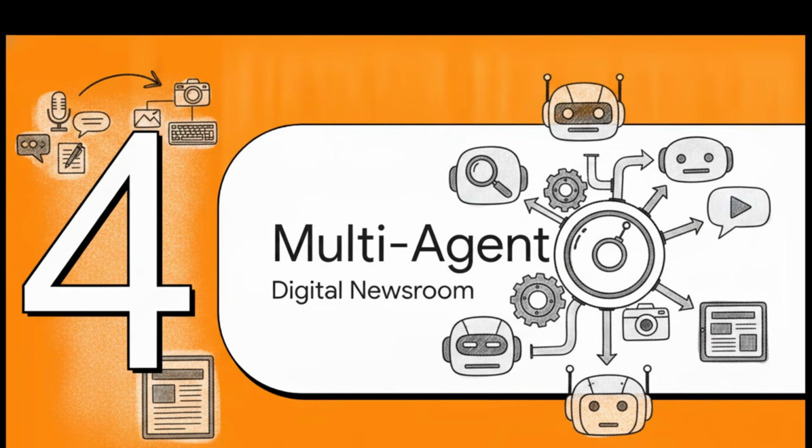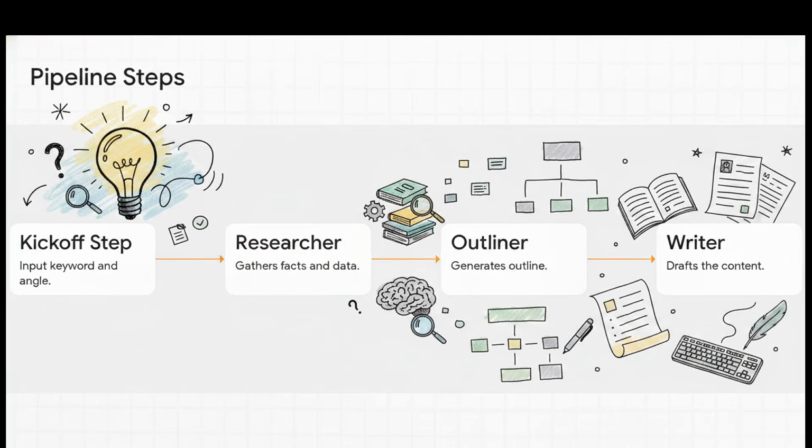Section 4. The multi-agent pipeline. Orchestrating your digital newsroom. Listen, we aren't going to rely on one massive generic prompt to do everything. That's a recipe for disaster. Instead, we hire specialized AI agents for distinct roles, and we build this pipeline chronologically. It's kind of like managing a team of hyper-focused junior interns.